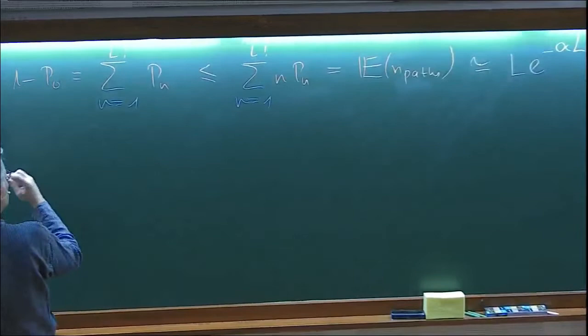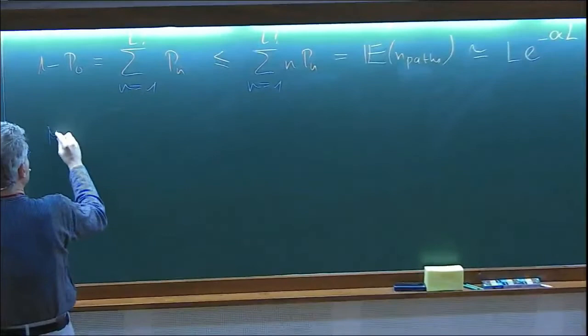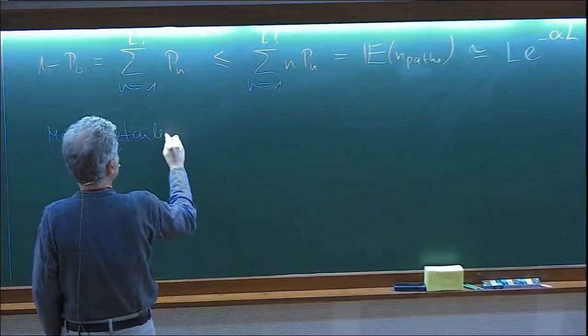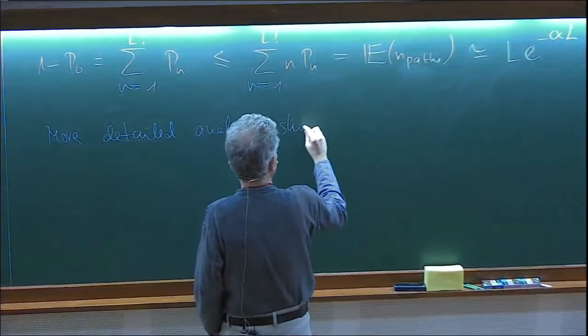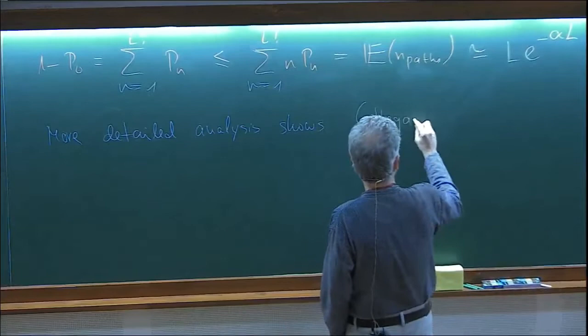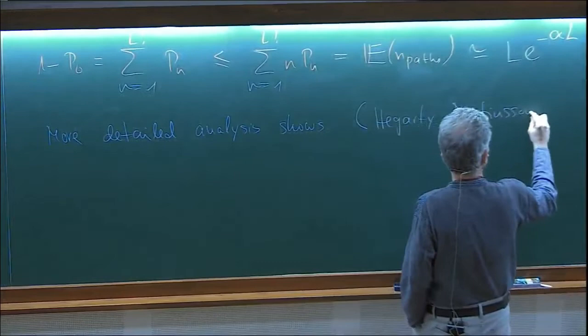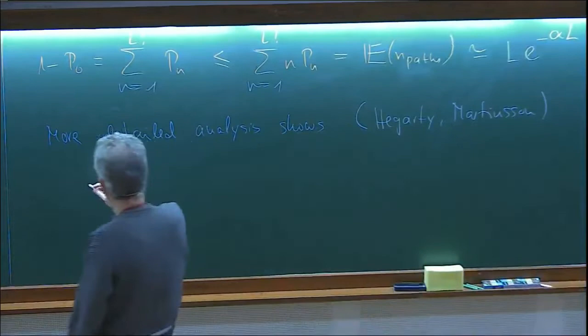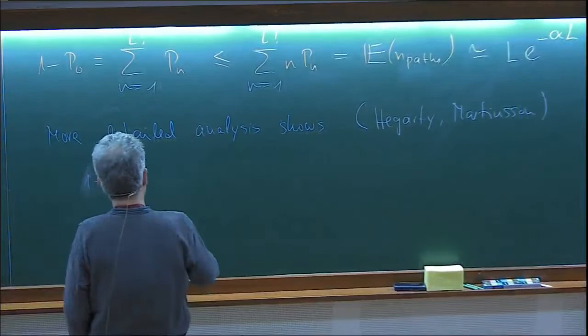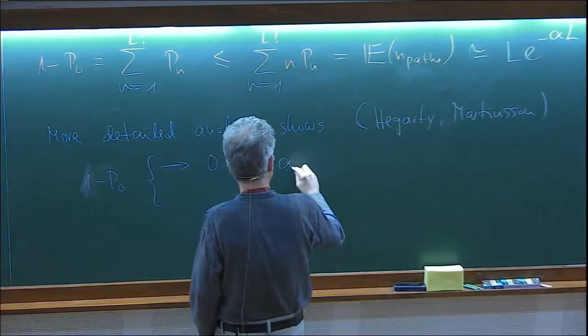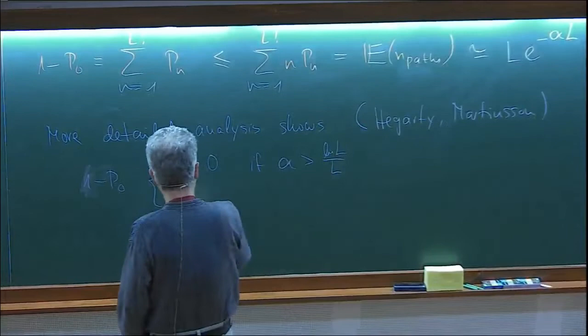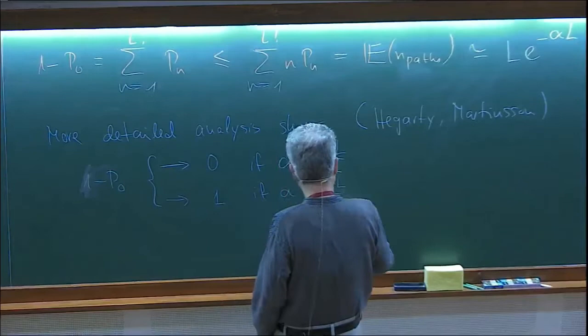A more detailed analysis shows, and this is a mathematical paper by Hegarty and Martinsson, that 1 minus P0 essentially either tends to 0 if alpha is greater than log L over L, and it tends to 1 if alpha is less than log L over L. And so there's a kind of threshold here.